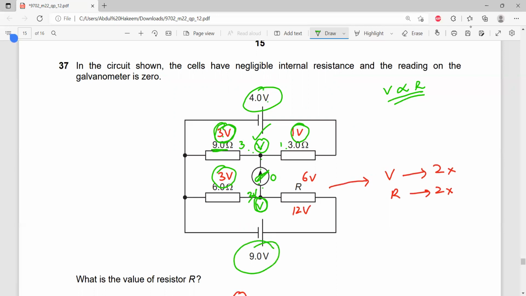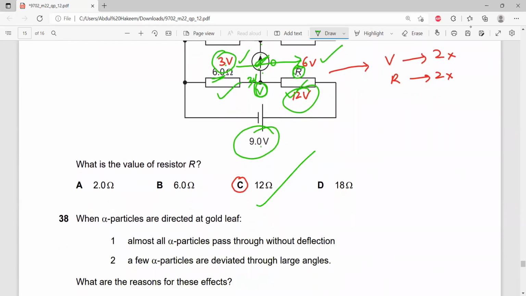Now look at this. This is the 9 volt, and this 9 volt is divided between these two resistors, which are sharing the voltage. If 3 here, then definitely 6 here to get the 9. 3 plus 6 becomes 9. It means the voltage here is double. That's why the resistance of this unknown resistor must be double of the 6 ohm. So it's 12. That's why the answer is C.